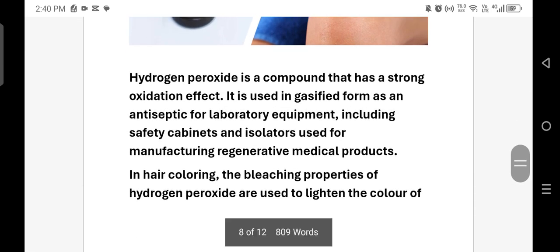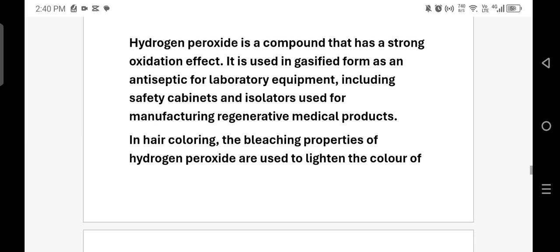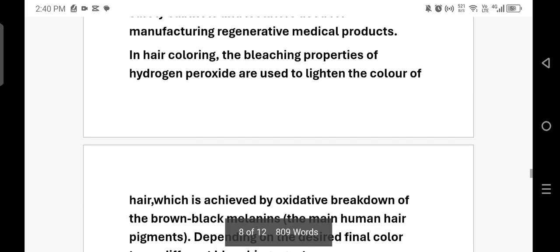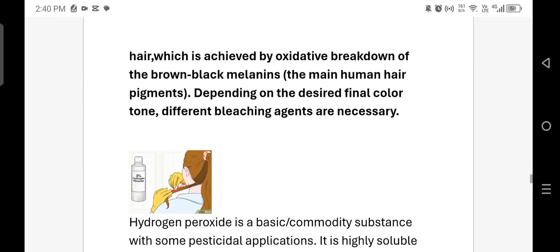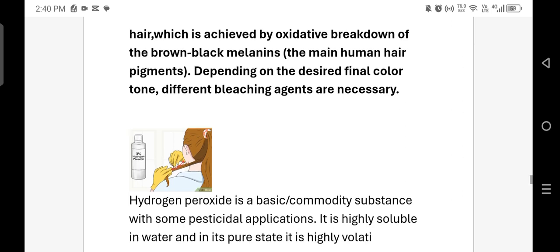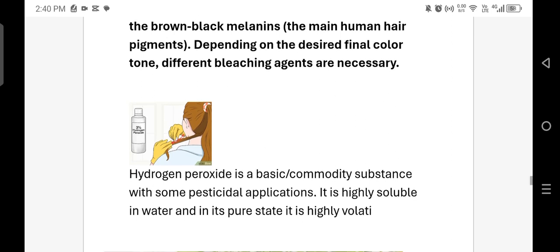Hydrogen peroxide is a compound that has a strong oxidation effect. It is used in gasified form as an antiseptic for laboratory equipment, including safety cabinets, and isolators used for manufacturing regenerative medical products. In hair coloring, the bleaching properties of hydrogen peroxide are used to lighten the color of hair, which is achieved by oxidative breakdown of the brown-black melanin, the main human hair pigment. Depending on the desired finer color tone, different bleaching agents are necessary.